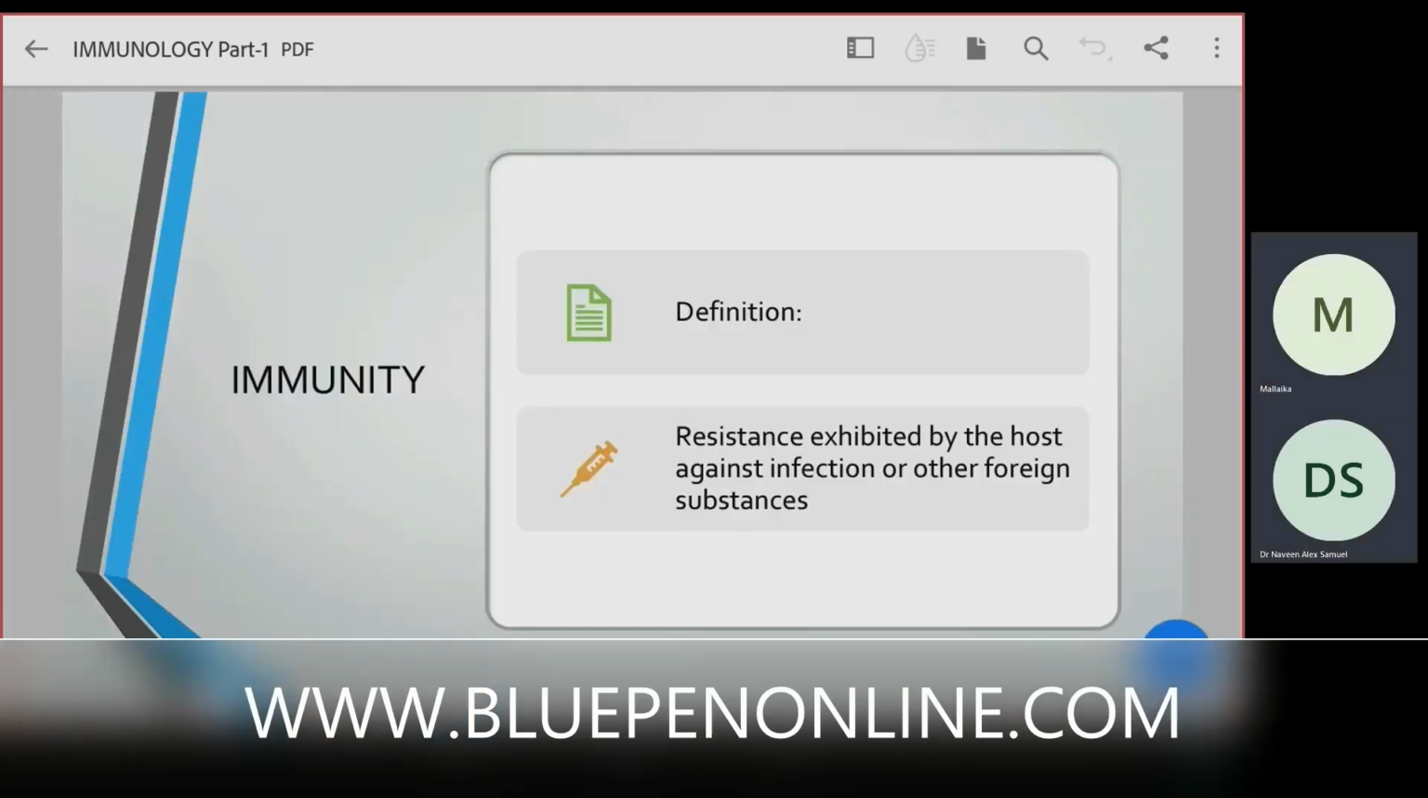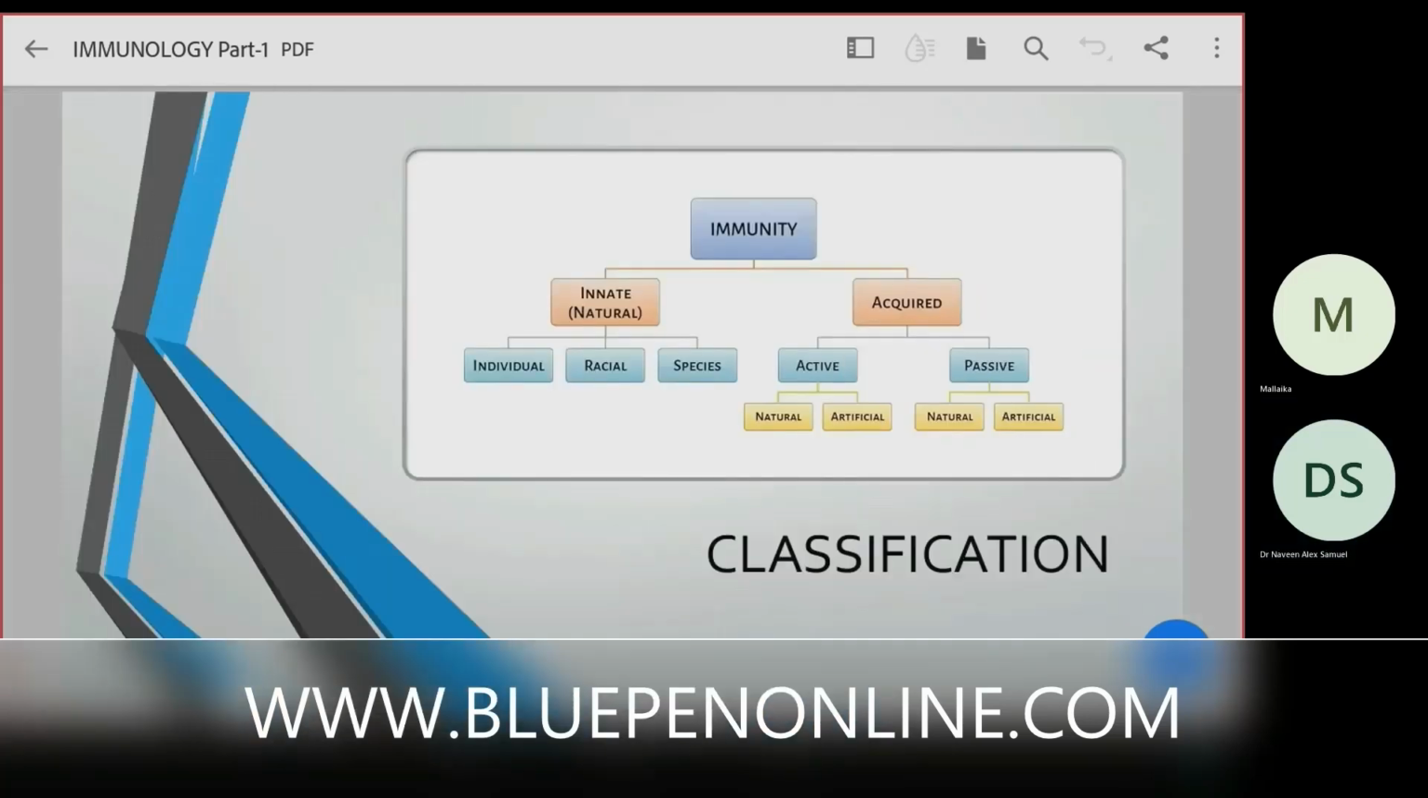So what is the definition of immunity? Immunity is the resistance exhibited by the host against infection or other foreign substance. You have seen this already. Immunity is mainly divided into innate and acquired. Innate means natural, or it is got from within, like a hereditary type. And acquired is got once we are exposed to other immunological agents, then we acquire that immunity.